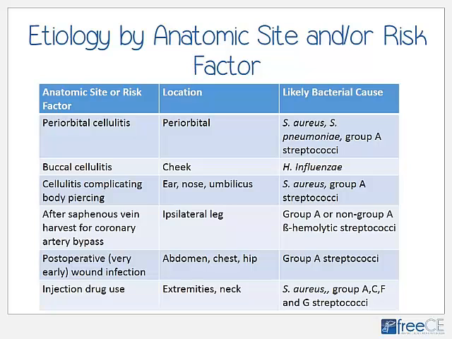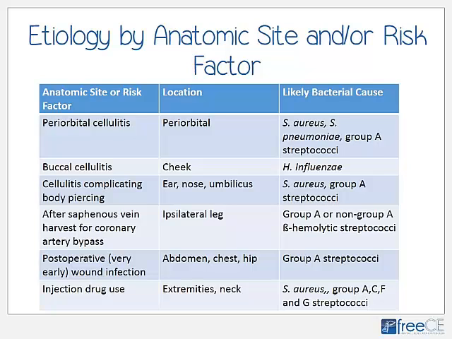We now have Strep pneumo in the mix as well. Buccal cellulitis, which would be located in the cheek, we're looking at the likely bacterial cause for that being H. influenzae. Cellulitis that's complicated by a body piercing, so this could be in any location somebody is able to get a piercing in. Specifically, I have listed the ear, nose, and umbilicus. This is going to be our typical cellulitis bacteria, our Staph aureus and our group A strep.